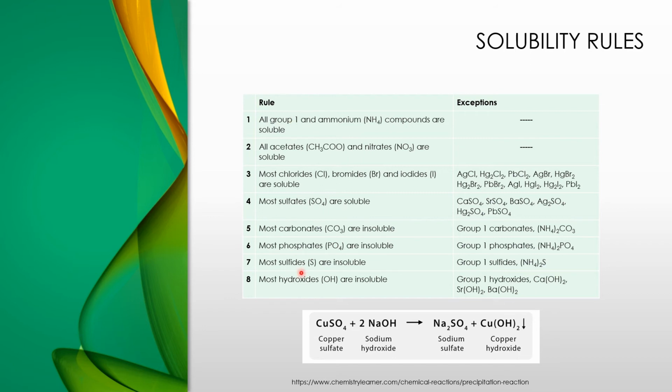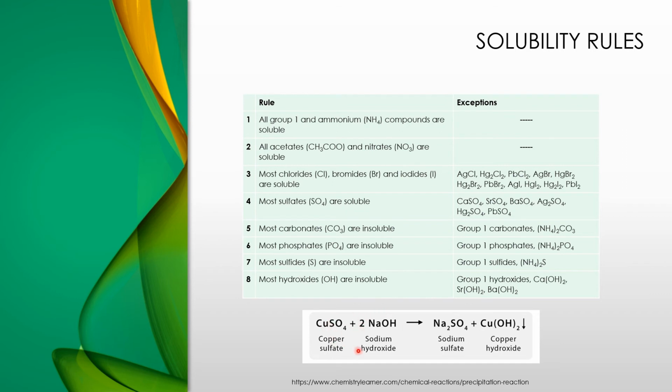So there are a bunch of these. We're going to be using them in practice in class. I'm going to give you a bunch of reactions to do, and you're going to predict whether there's going to be a precipitation or not, and which solid is actually going to form, which chemical is going to be the solid. So I'll do a couple of examples with you really quickly.